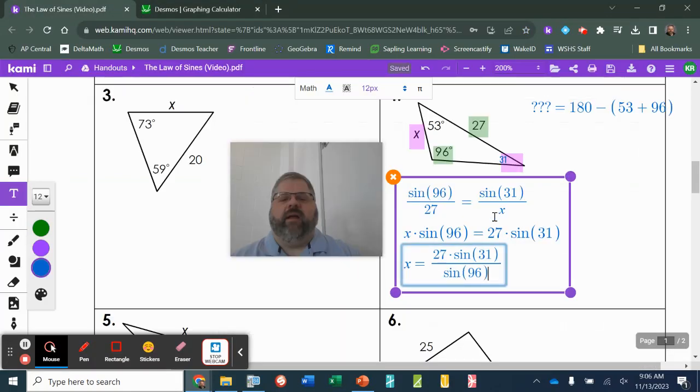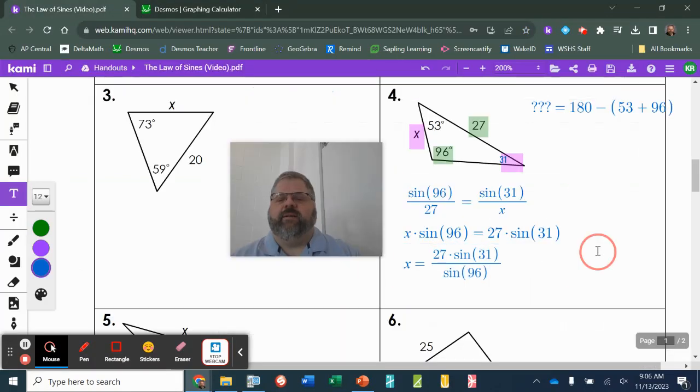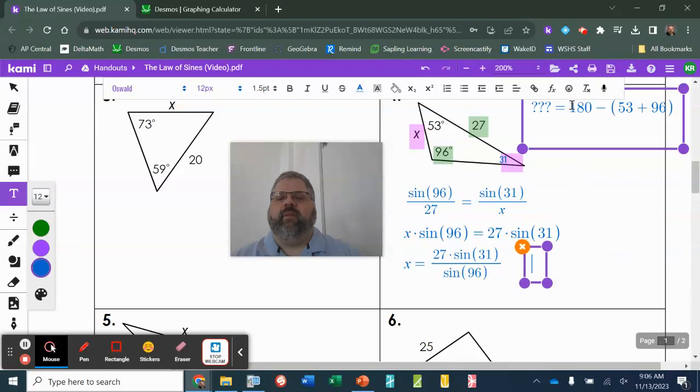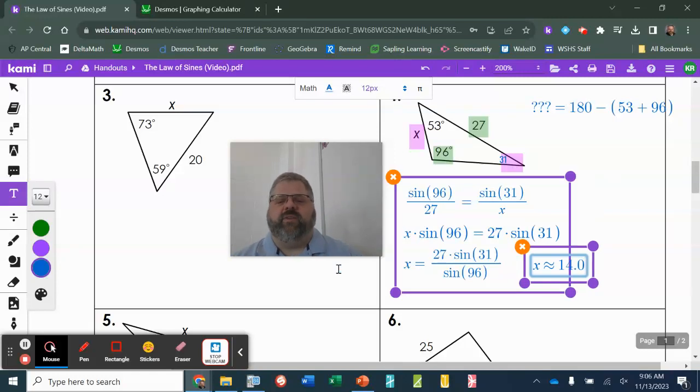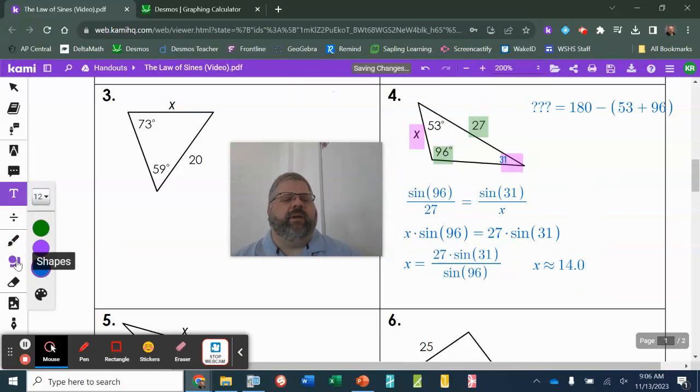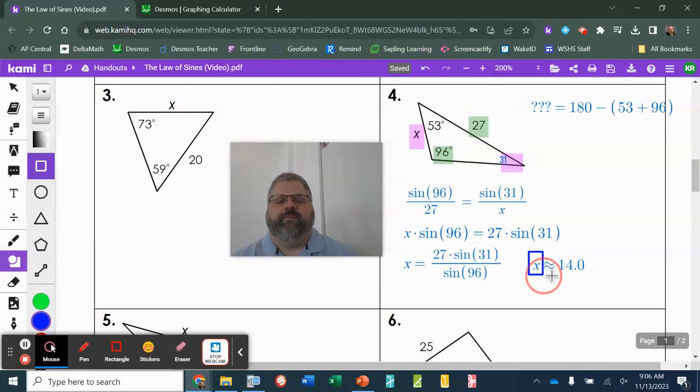So that means here x is going to be approximately 14. I would still say approximately because I am rounding, so I'd say 14.0 or just 14. And that would be our final answer for that one. And so that's how to find a missing side using the law of sines.